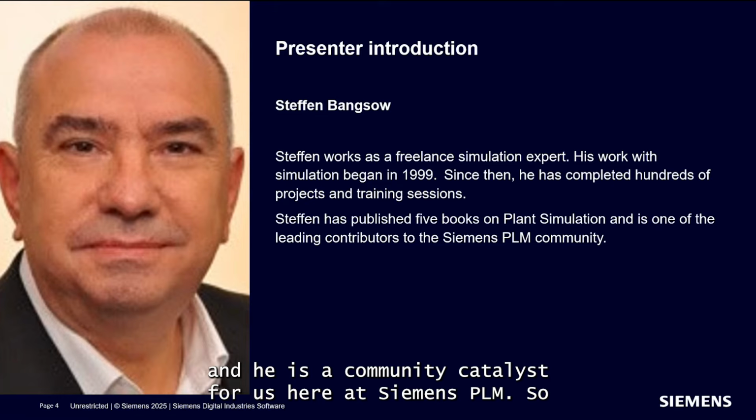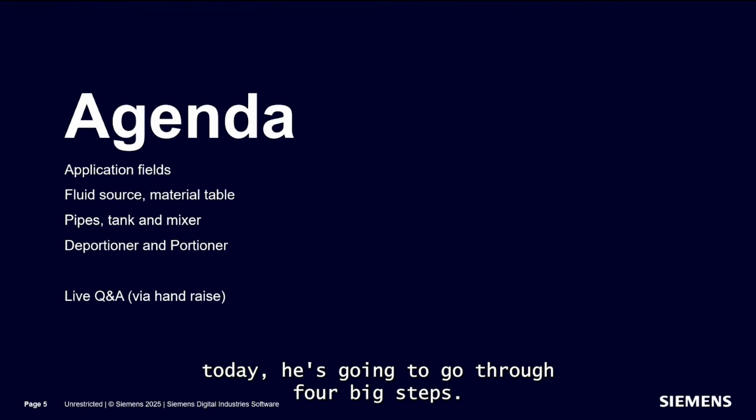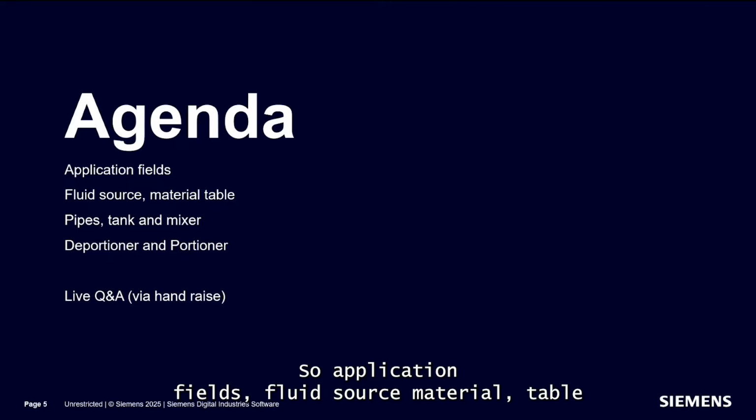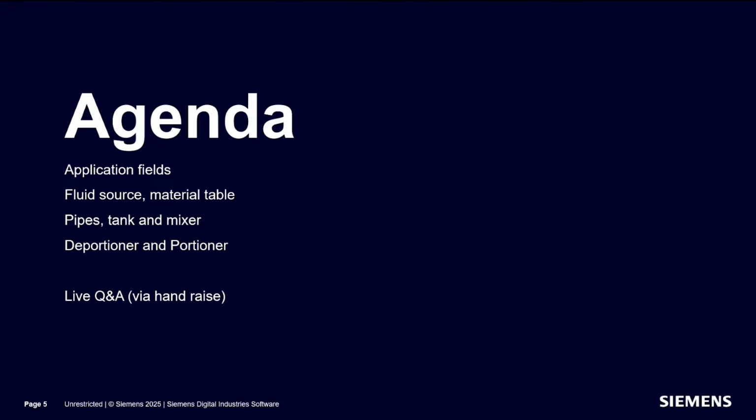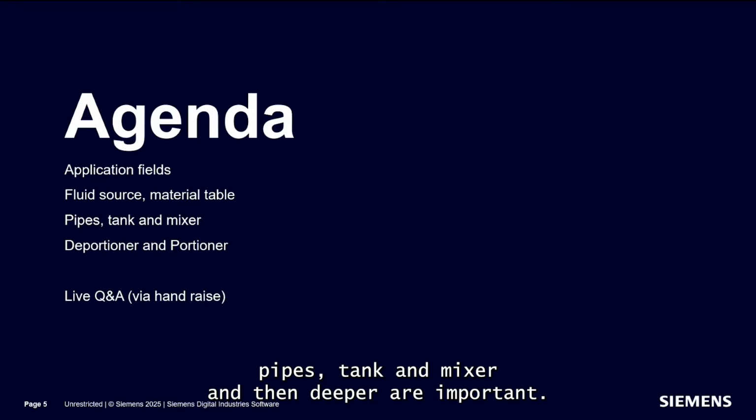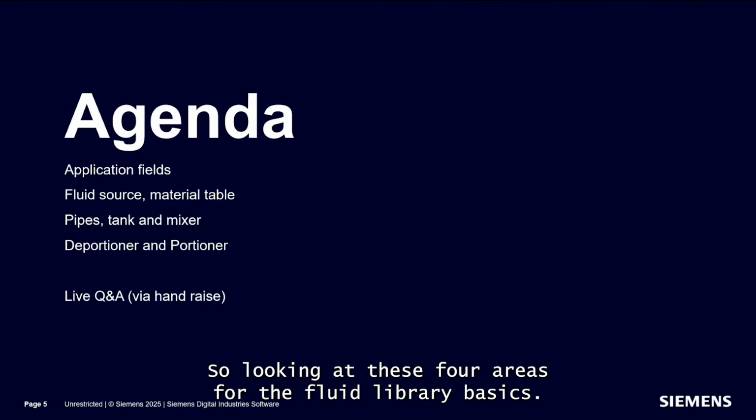So today, he's going to go through 4 big steps. You'll see: application fields, fluid source, material table, pipes, tank, and mixer, and then deportioner and portioner. So looking at these 4 areas for the Fluid Library Basics.